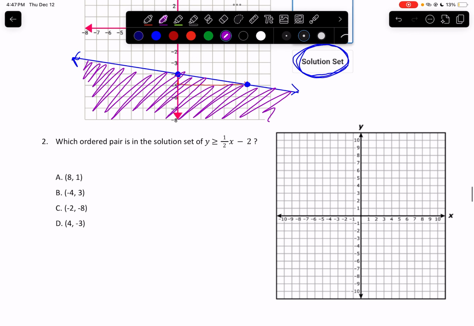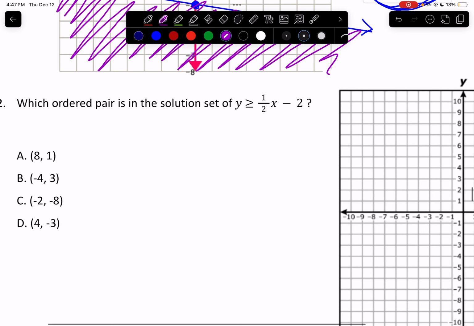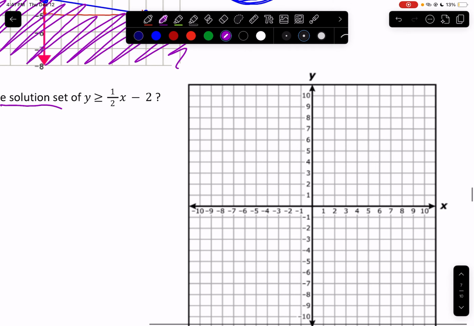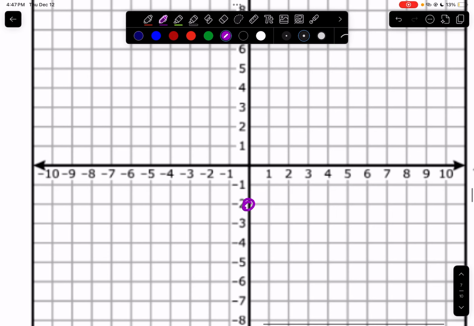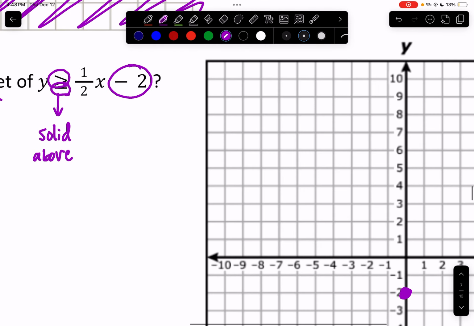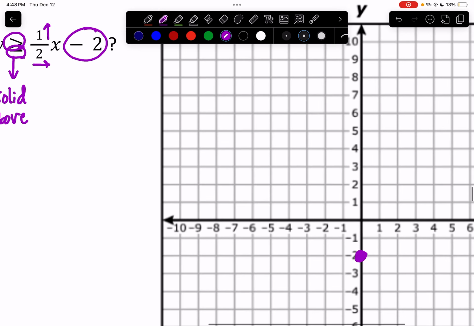Now number two, there are two ways to approach this. Which ordered pair is in the solution set of y is greater than or equal to 1/2 x minus 2? One way is to use the graph to your advantage. I know I'm going to have a solid line because of the equal to, and I'm going to shade above the boundary because of the greater than. I'm going to start at -2, which is down here, and my rise over run is 1/2. So I'm going up 1, right 2, because both are positive. Up 1, right 2, there I am.